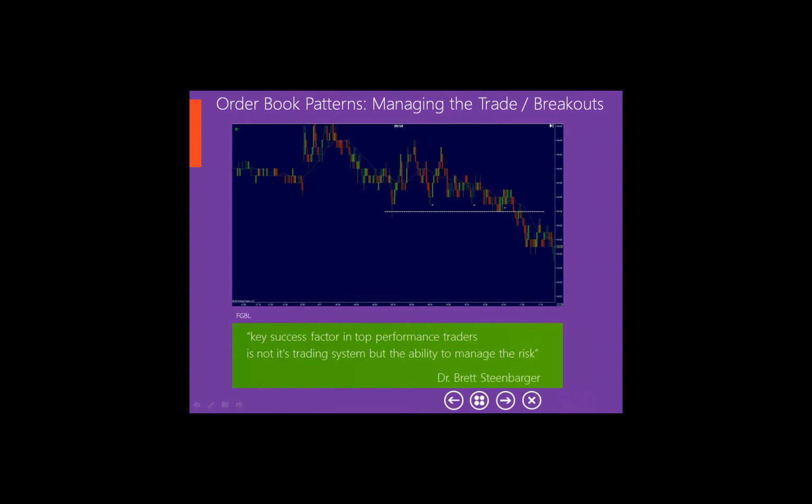Dr. Brett Steinberger has mentioned many times that the key success factor in top performing traders is not the trading system itself, but their ability to manage the trade and their ability to manage the risk. When managing the trade, Bookmap can help us to trail our entry, giving us confidence to let the trade run. Or in the opposite case, when something that we don't like appears on the screen, immediately cover our position.